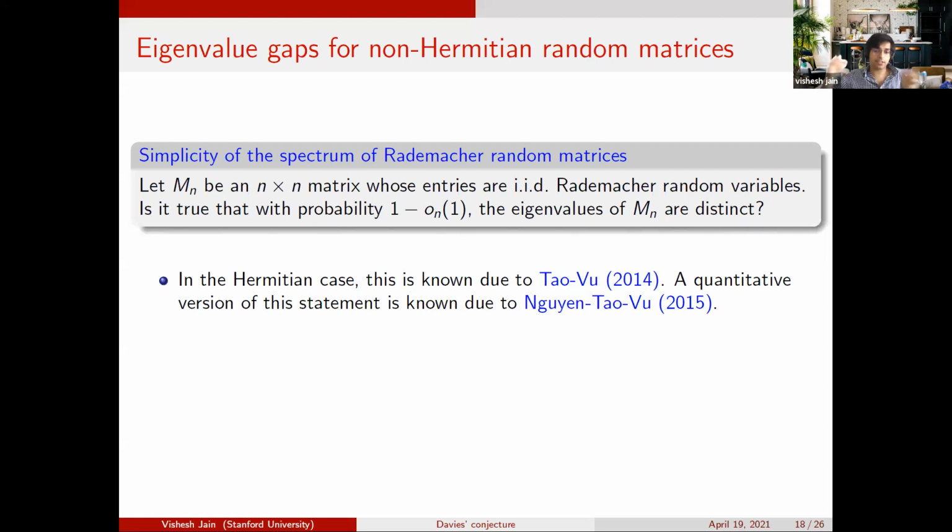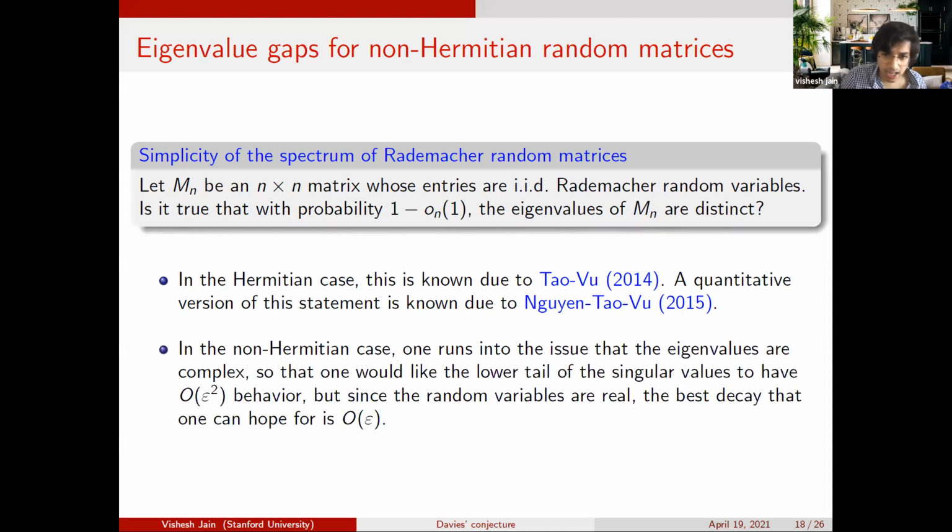So you can restrict yourself to the real line, where the epsilon tail bounds on the least singular value are enough, right? So Tao and Vu showed simplicity of the spectrum, and then Nguyen, Tao and Vu proved a quantitative version of this result. What does a quantitative version mean? It means some estimate of gaps between eigenvalues, right? In the non-Hermitian case, you run into exactly the same issue: the eigenvalues could be living in the complex plane. In fact, they do generally live in the complex plane.